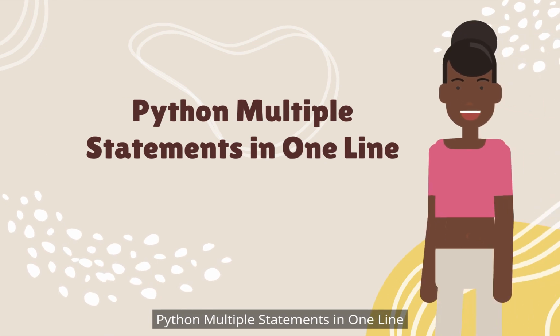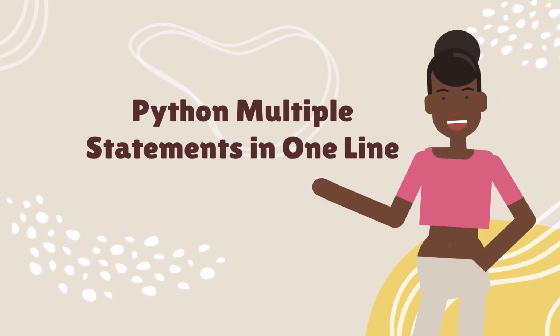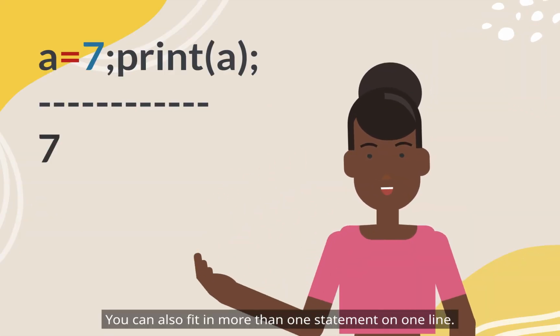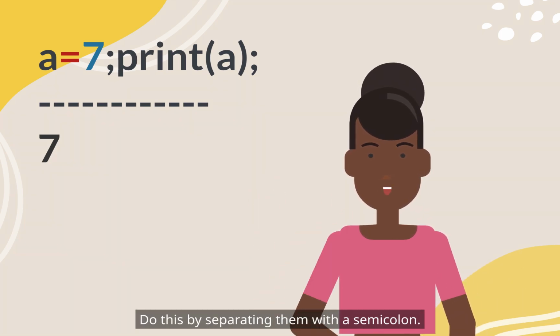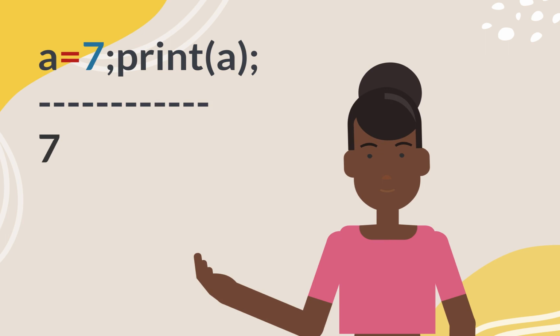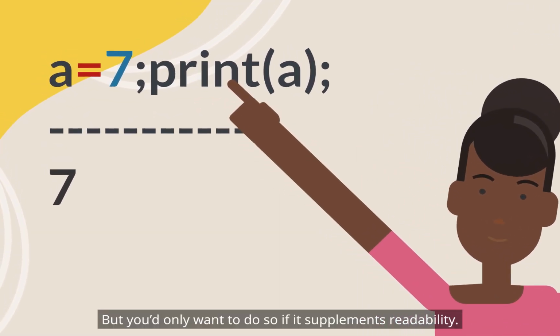Python multiple statements in one line. You can also fit in more than one statement on one line. Do this by separating them with a semicolon. But you'd only want to do so if it supplements readability.